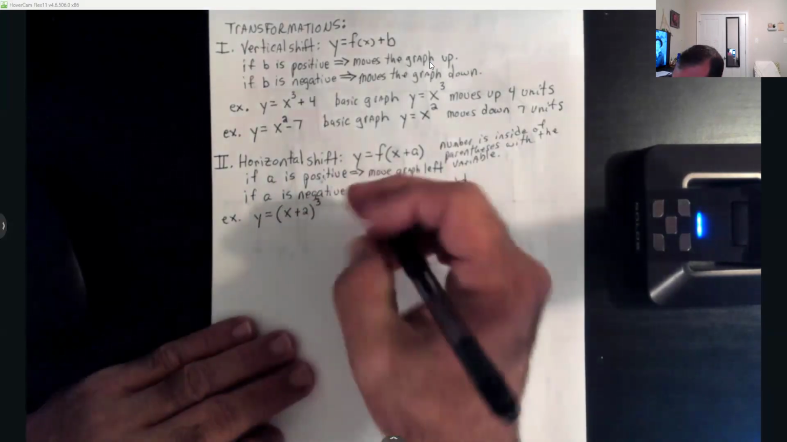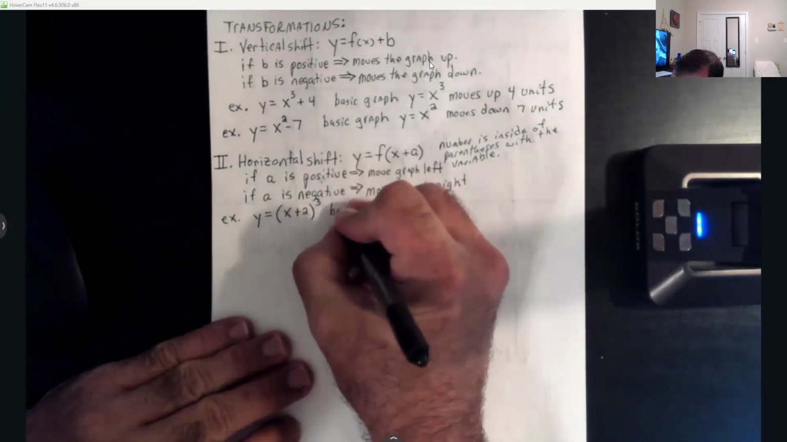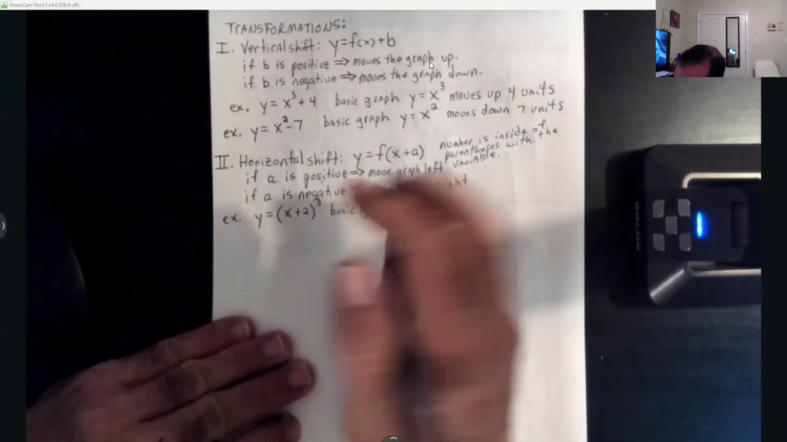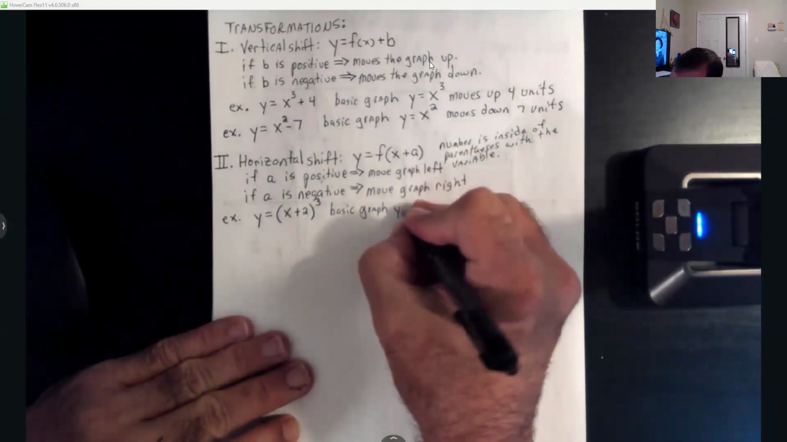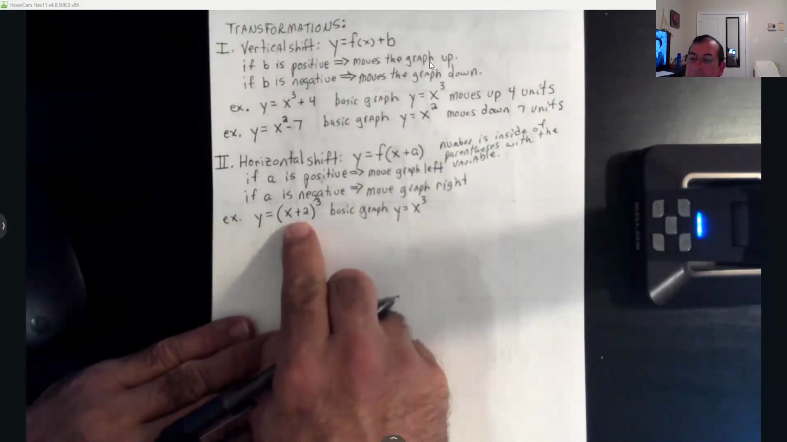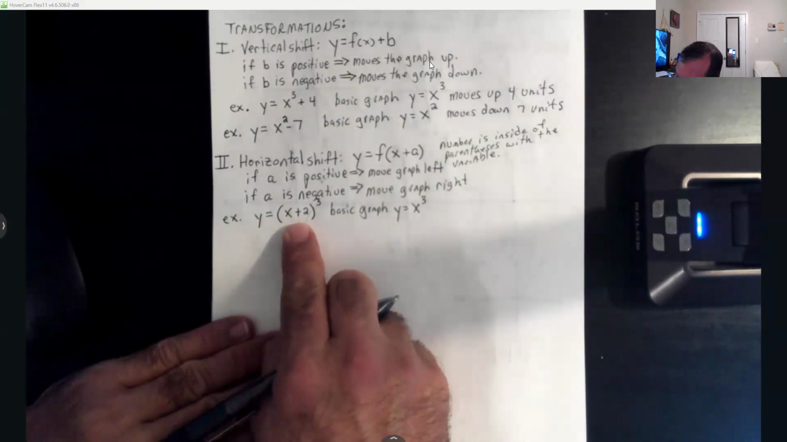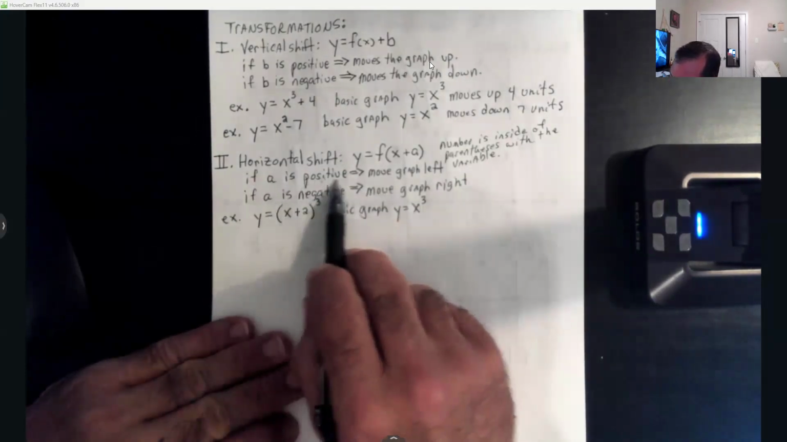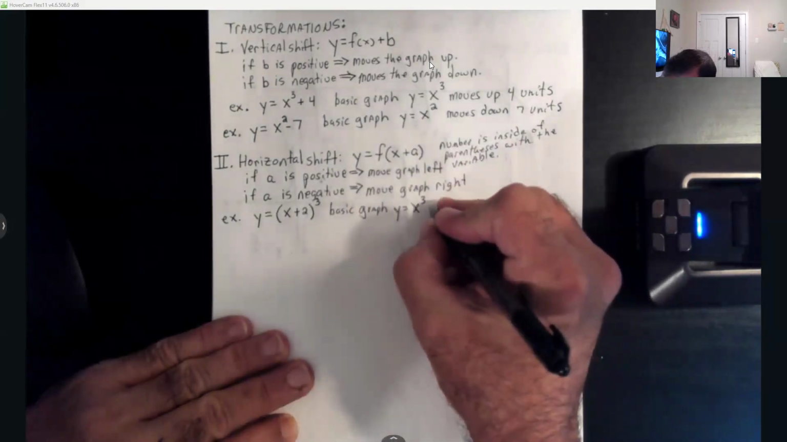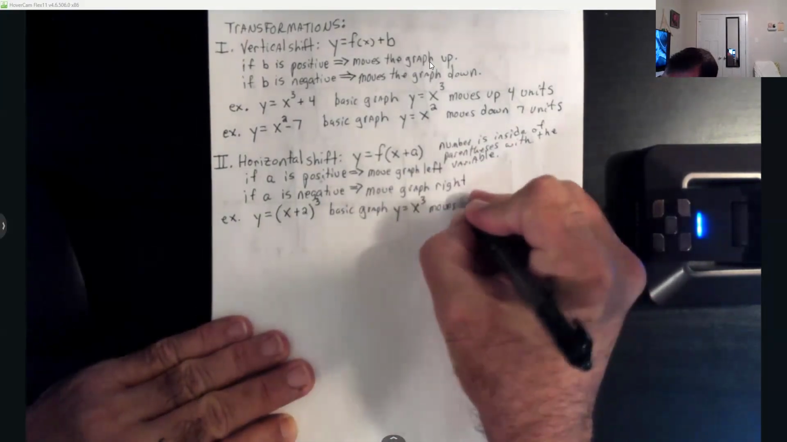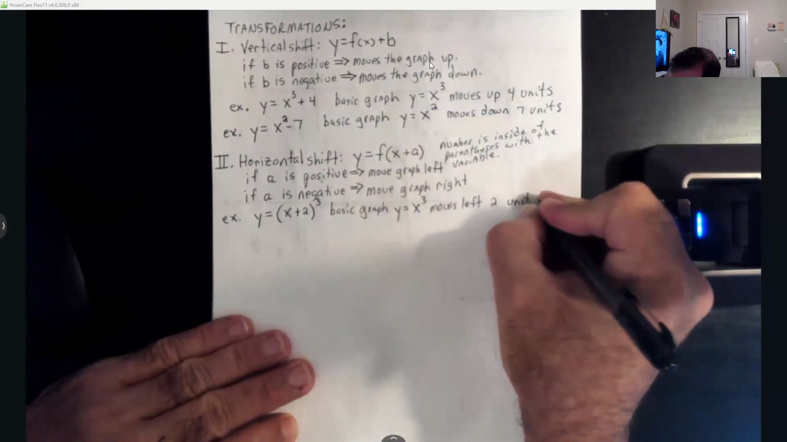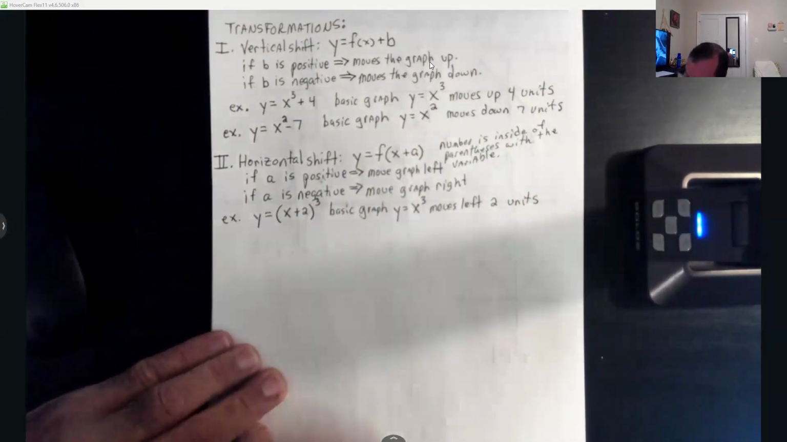So right here, we're going to start with the basic graph. Well, it's still the cube. So that's going to be y equals x to the third. Since this 2 is positive inside parentheses, we said if it's positive, it's going to move me left. So this moves left 2 units. Okay.